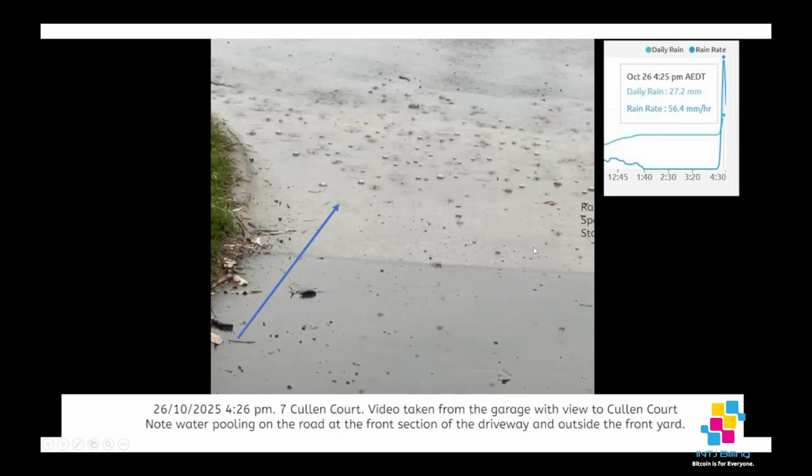So a couple more photos. Here's some ponding over the front section of the driveway. Remember, not on title. Title of 7 Cullen Court starts around about in this section here. As you can see, there's no water egress there. Here's our flow direction, 1% slope.